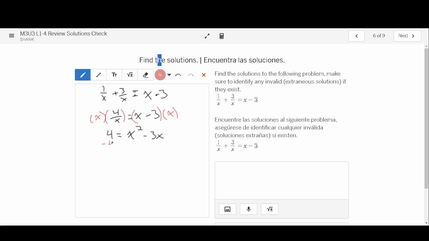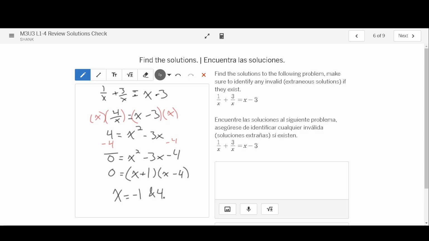Get this side equal to 0, so that I can get it in that intercept form. So I'm going to say 0 equals x squared minus 3x minus 4. Get your 2 sets of parentheses. Again, I know that I have a positive number and a negative number since our product is negative. So 2 numbers that multiply together to give me -4, whose sum is -3. I'm going to say 1 and 4. So that just means x equals -1 and +4.